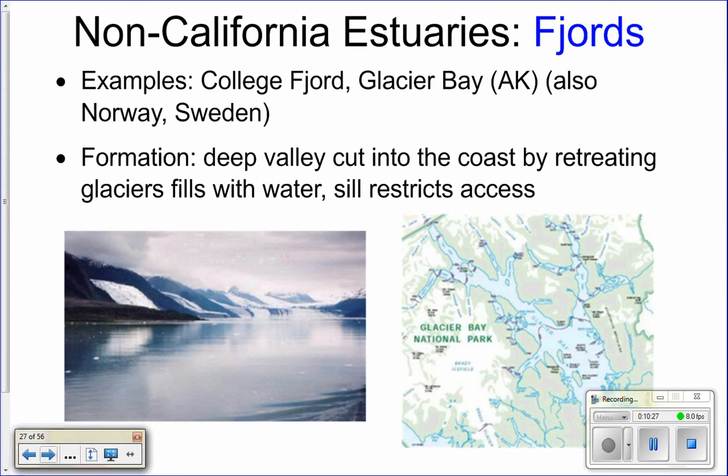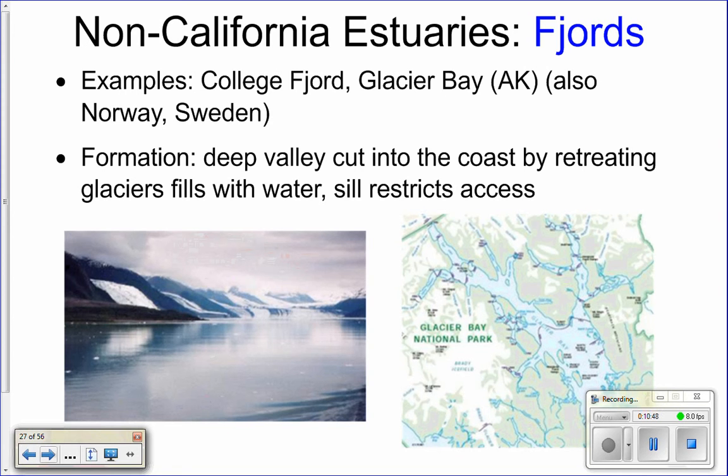Okay, and then the last type of estuary is called a fjord. This is not a fjord, okay? It is a fjord. These you find in Alaska, but a lot of them will also be in Norway and Sweden, okay? And these are formed by glaciers.